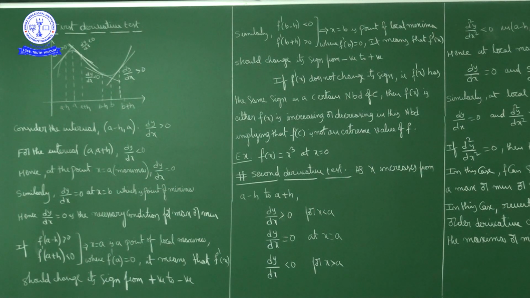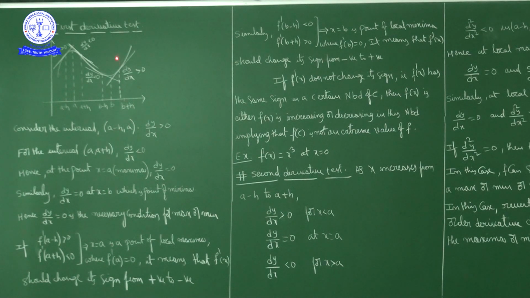Now similarly, if you observe, this is b minus h and b plus h. If you draw a tangent at b minus h, the slope of the tangent is negative. So dy by dx at b minus h is what? Negative. f dash of b minus h is negative.